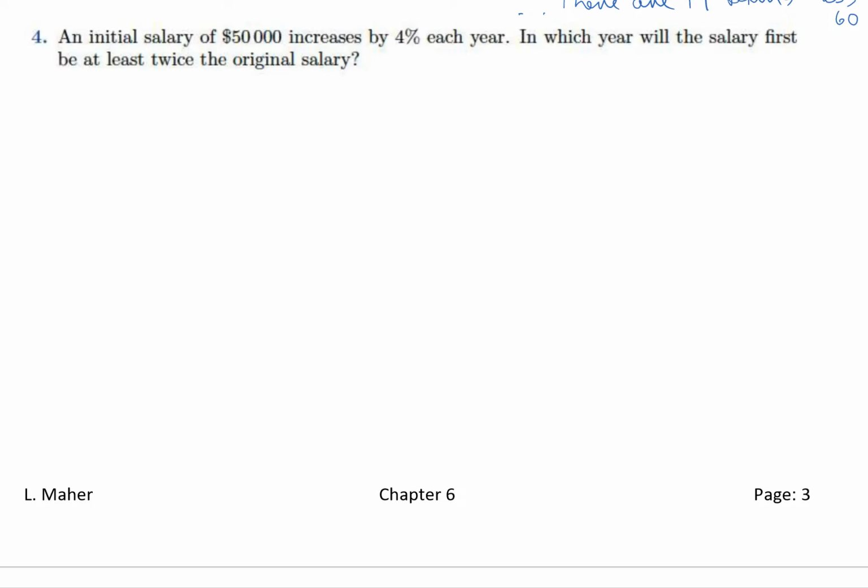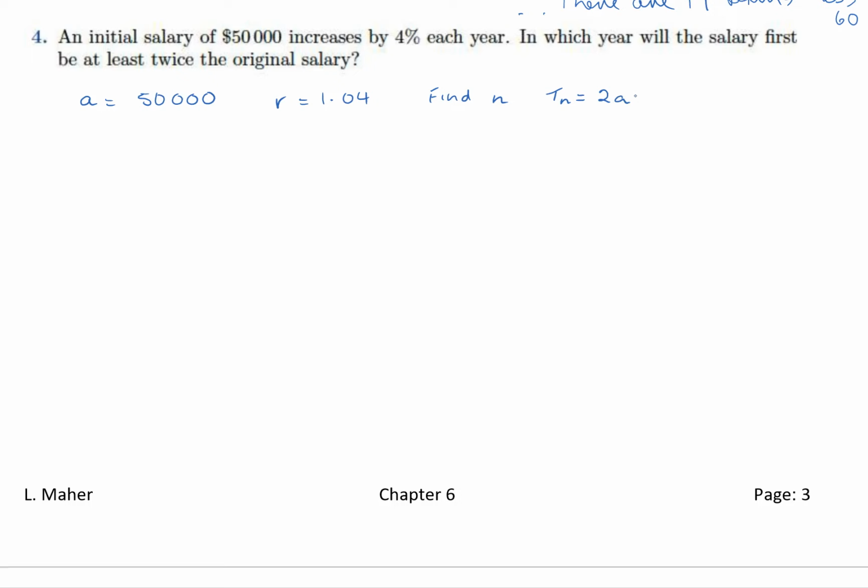Okay, let's have a look at this example. It says an initial salary of 50,000, so it looks like A will be our 50,000. Increases by 4% each year tells us that R is going to be 1.04. And it says, in which year N will the salary first be at least twice, where Tn is 2a.